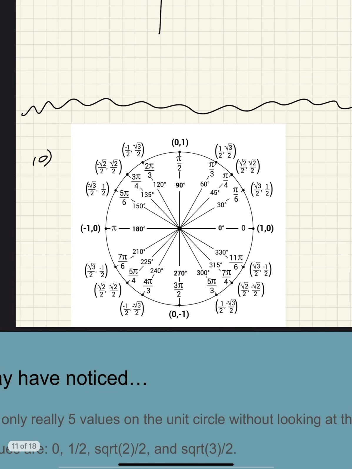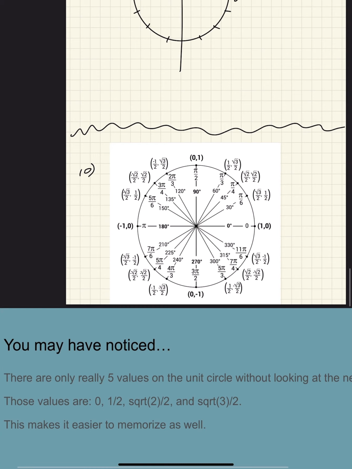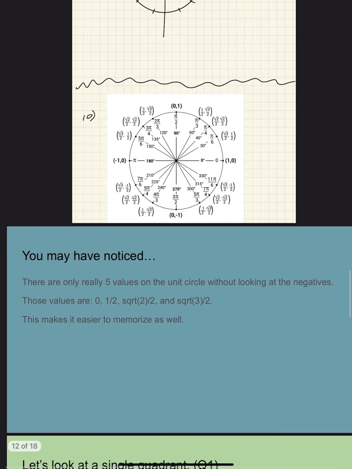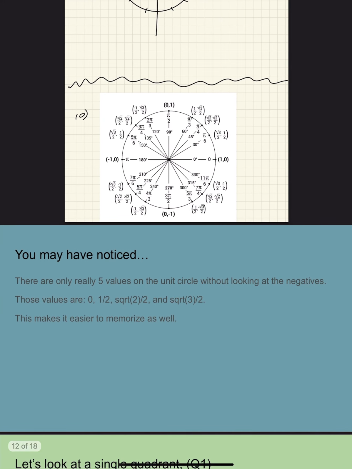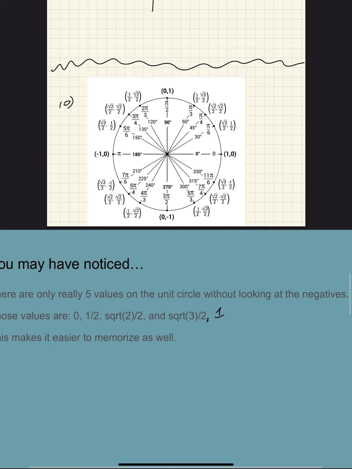So now we can talk about the function values of sine and cosine. You may have noticed that there are really only 5 values on the unit circle, and those values are either positive or negative. So these values are 0, 1/2, square root 2 over 2, and square root 3 over 2. Sorry, that's a typo. And 1. This makes it much easier to memorize as well.